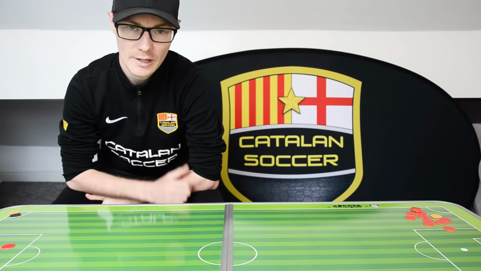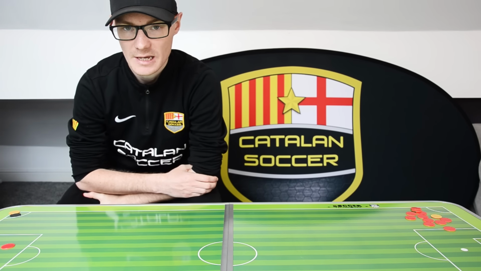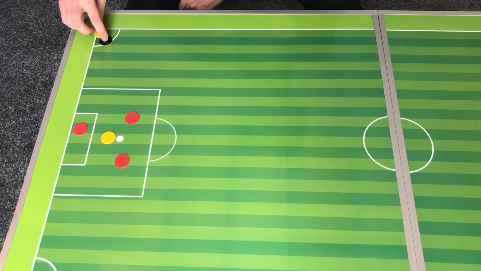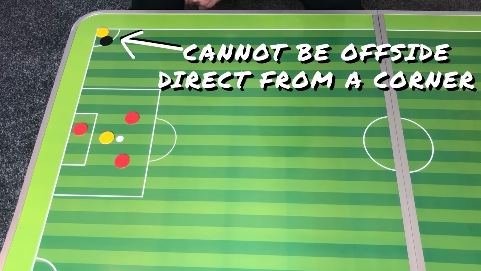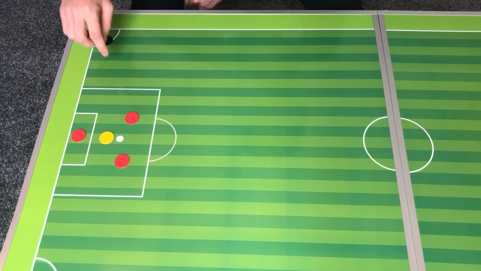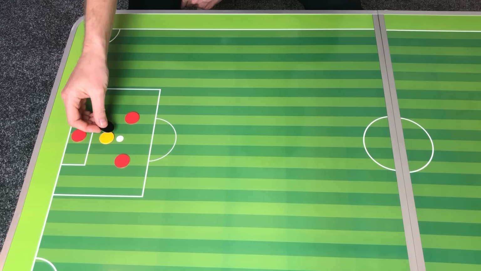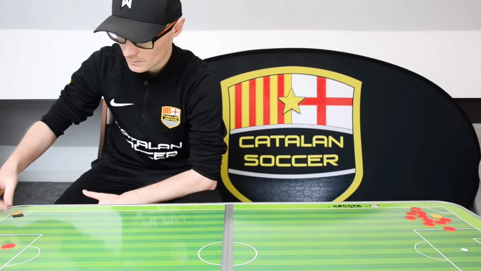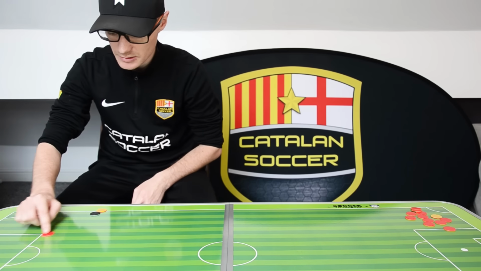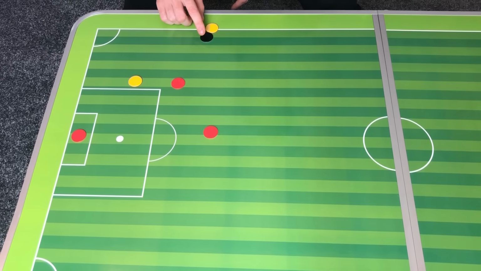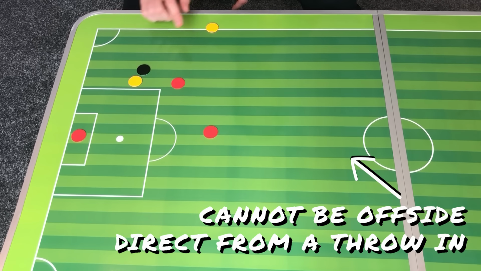The next scenario where you cannot be directly offside from a set piece is a corner. So if a corner was taken by the yellow team here, it doesn't matter that this yellow player is closer to goal than two of the defenders. He cannot be offside directly from the corner. It also applies to throw-ins. So if we slide him down here and he was to take a throw-in, again, as long as he receives the ball directly from the thrower, then he cannot be offside.